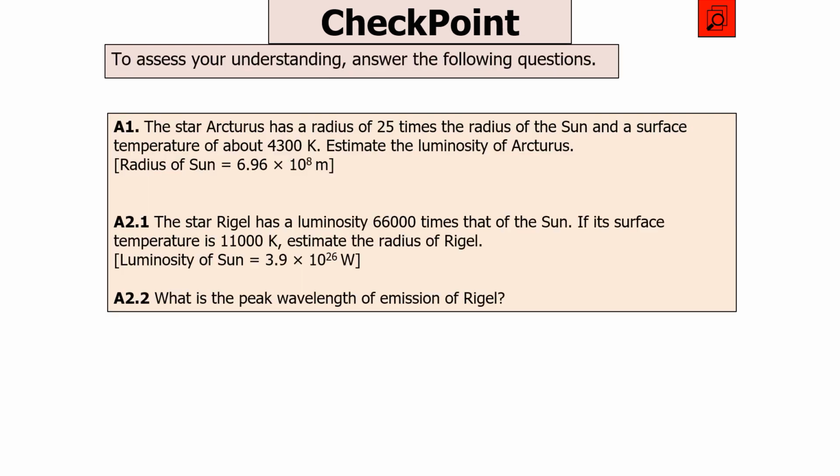The next question says the star Arcturus has a radius 25 times the radius of the Sun and a surface temperature of about 4,300 Kelvin. Estimate the luminosity of Arcturus. The star Rigel has a luminosity 66,000 times that of the Sun. If its surface temperature is 11,000 Kelvin, estimate the radius of Rigel, and then what is the peak wavelength emission of Rigel?